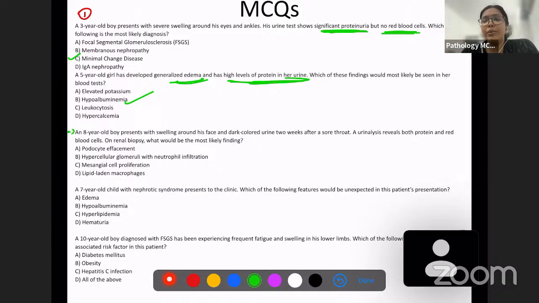An 8-year-old boy presents with swelling around the face and dark colored urine for 2 weeks. Now, we see dark colored urine here. So, when we see dark colored urine, what should we think of? Hematuria.